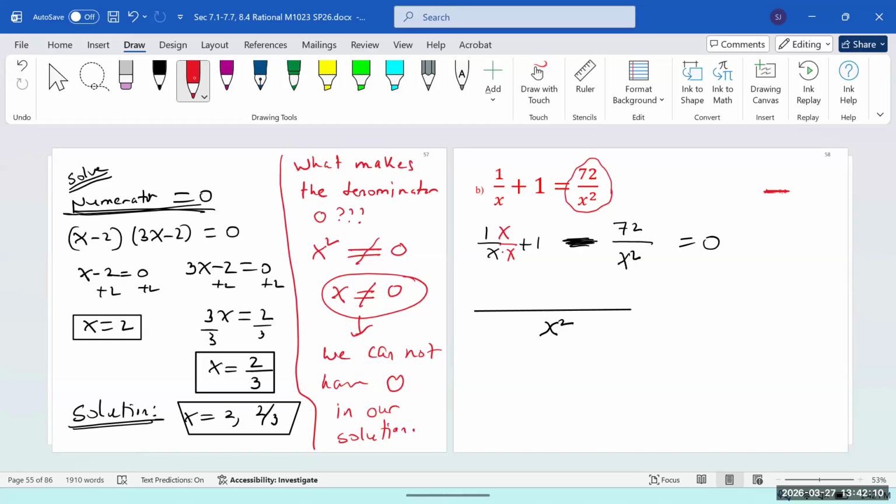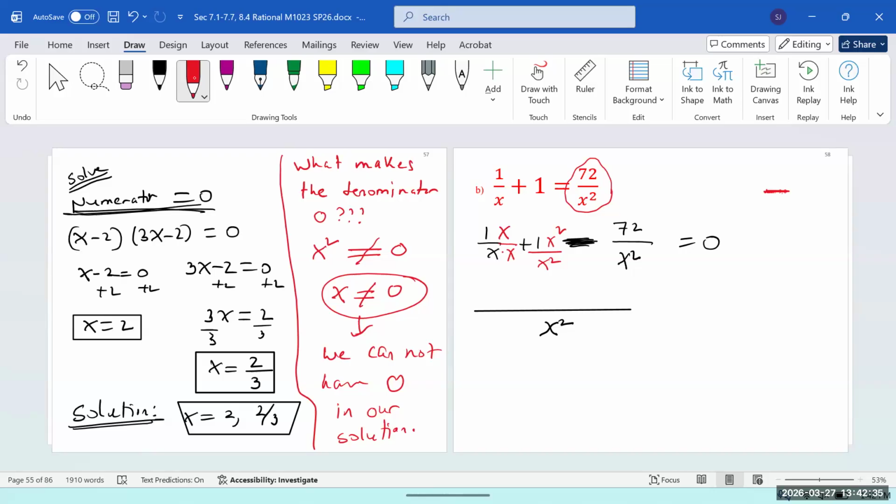The second expression, the second term is 1. We want below 1 and x squared. So you have to multiply the 1 by x squared. The third denominator already has an x squared. So do you want anything extra there? So ignore. Once you have all the denominators same, combine the numerator.